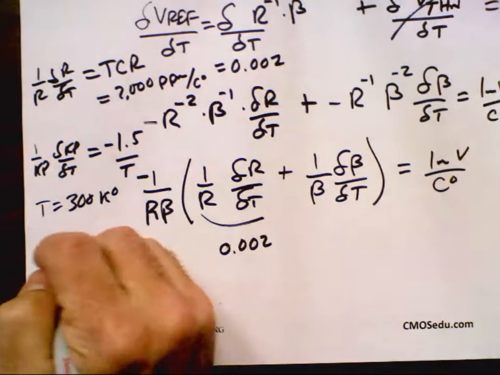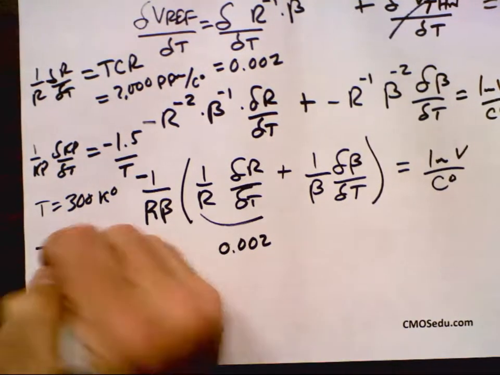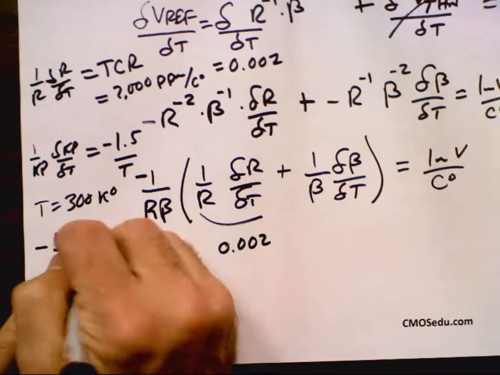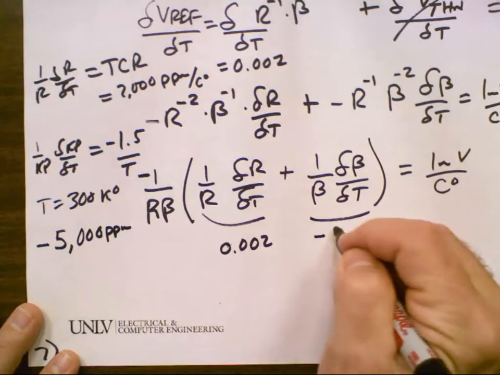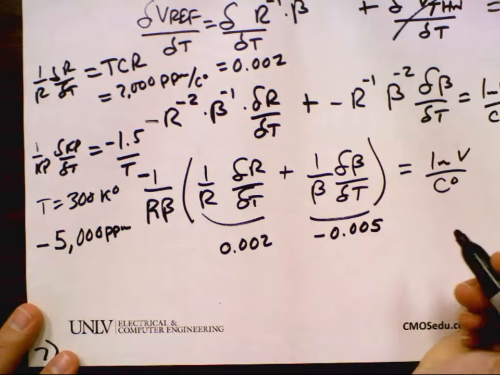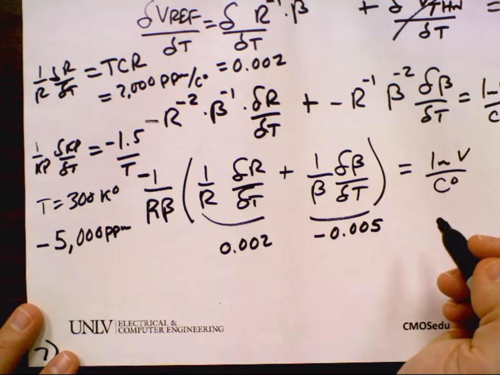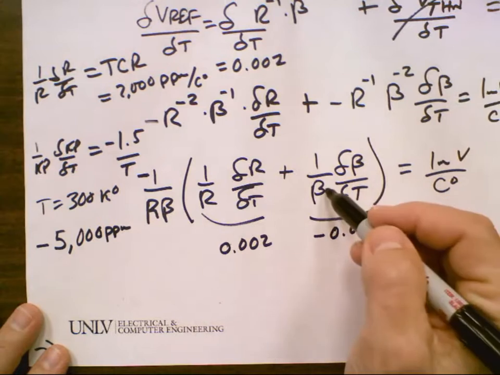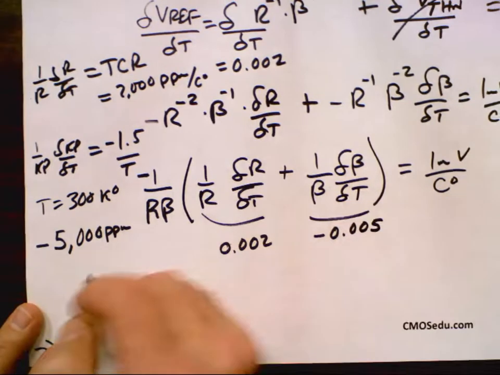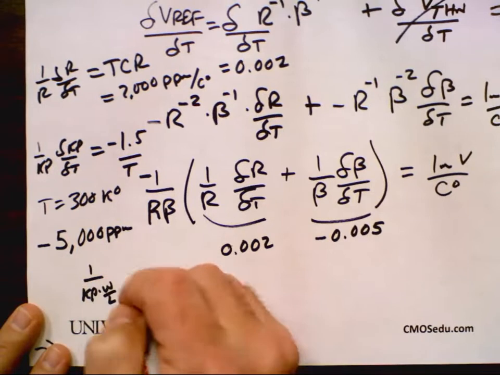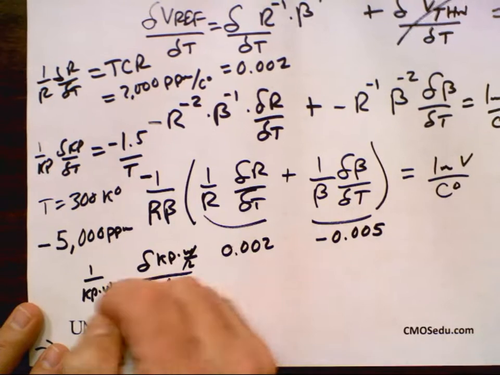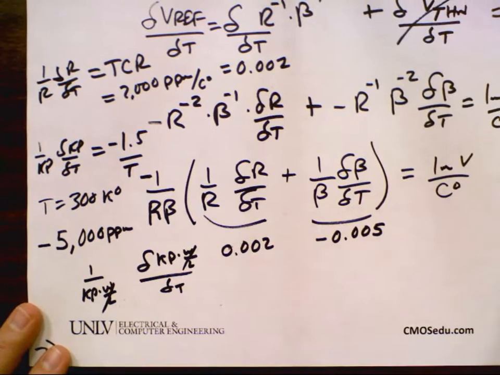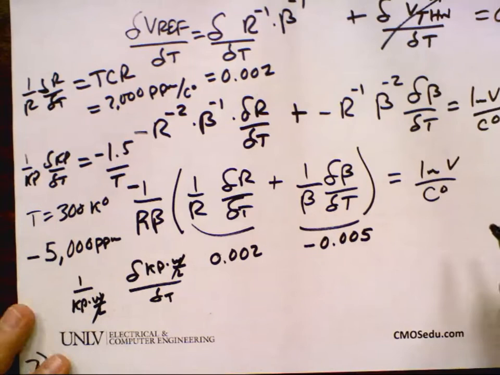T is in Kelvin, so if I assume that's at room temperature, T equals 300 degrees K, then this thing ends up being minus, oops, I got a sign error here. And that's minus 5,000 parts per million. So this term ends up being minus 0.005. They divide out because the width and the length are down here. So it's 1 over Kp W over L times the derivative of Kp times W over L del T. So they divide out. All right. Is everybody cool with that?